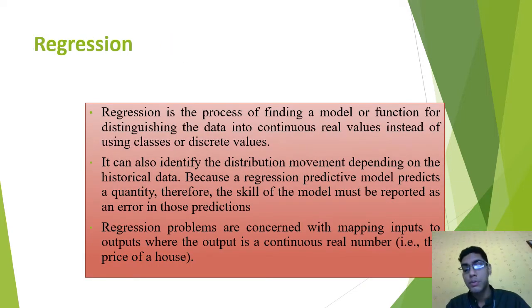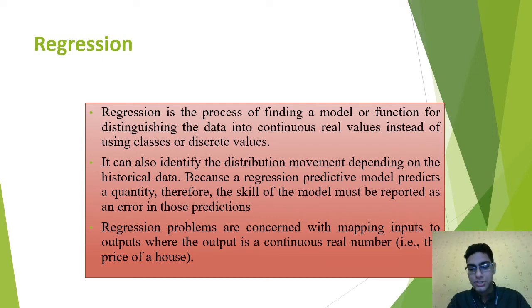Now coming on to supervised continuous classes, there is regression. What is regression? Basically, regression is the process of finding a model or function for distinguishing the data into continuous real values instead of using classes or discrete values. It can also identify the distribution movement depending on the historical data, because a regression predictive model predicts a quantity. Therefore, the skill of the model must be reported as an error in those predictions.